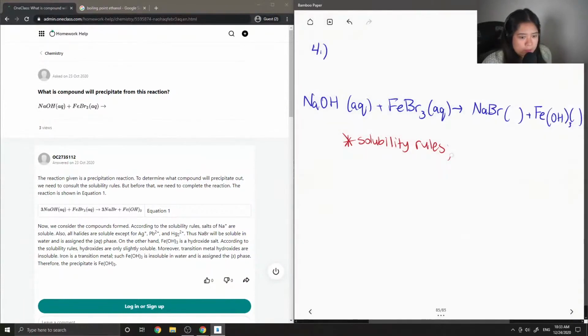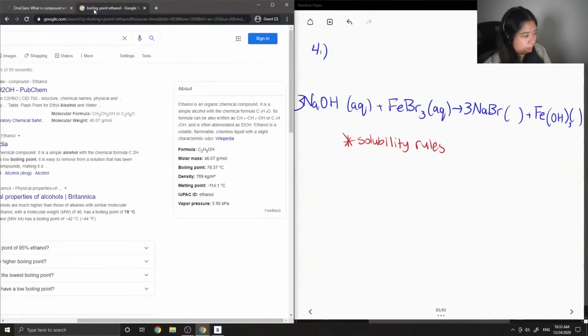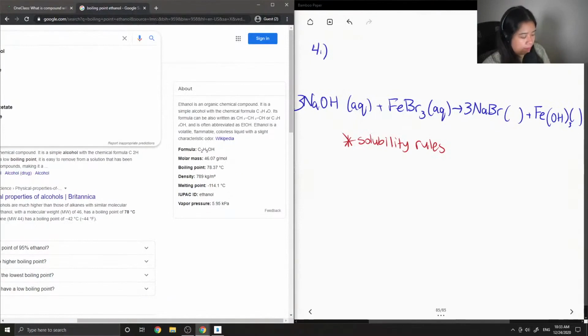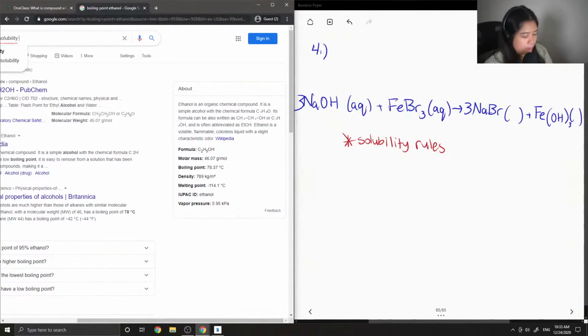Okay, so first let's just balance this reaction for the sake of the question. We have 3 bromines, so 3 NaOH. Okay, so everything should be balanced. So now let's look at the solubility rules.